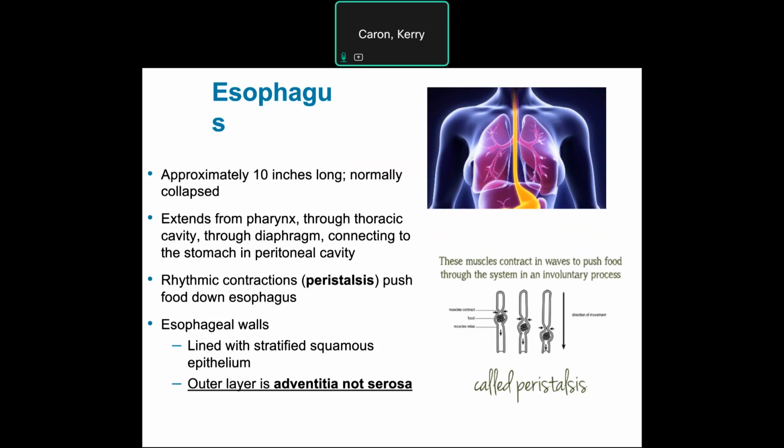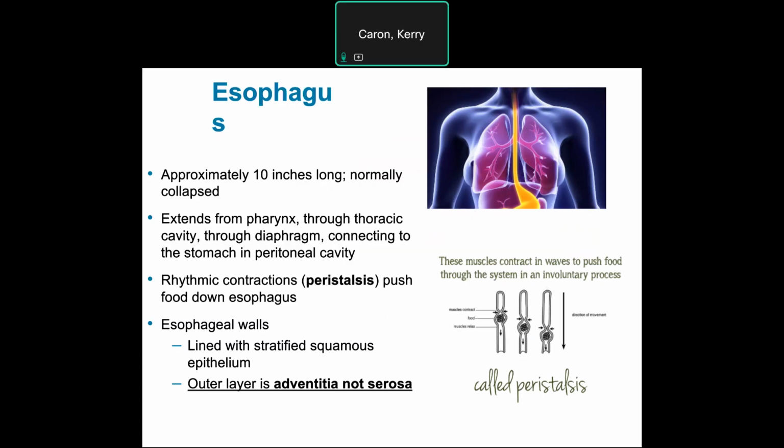So we can swallow, we can eat something and then hang upside down, and I wouldn't recommend that, but these rhythmic contractions are going to push food from the pharynx to the stomach. Okay, there's smooth muscles lining the esophagus.